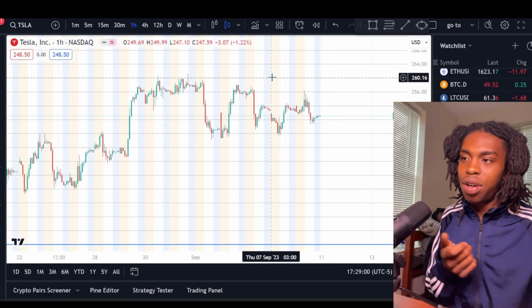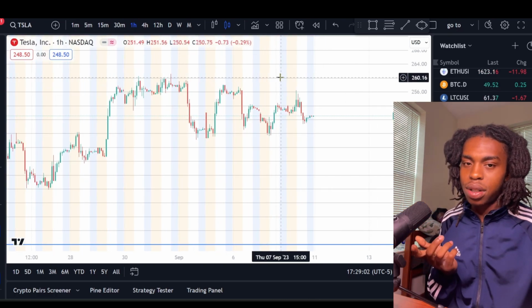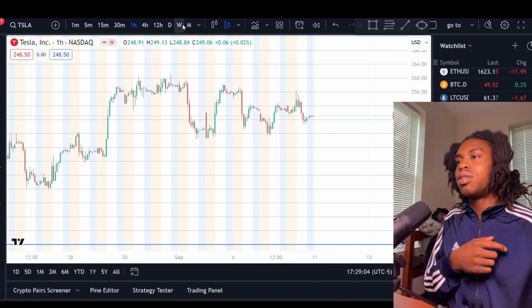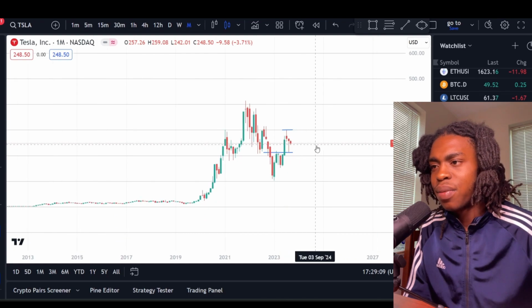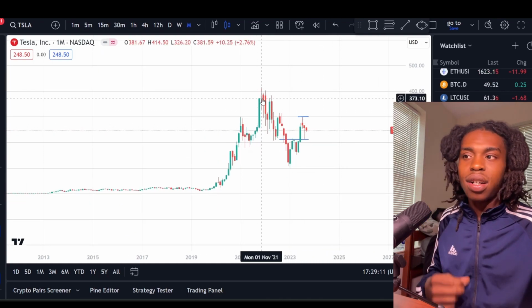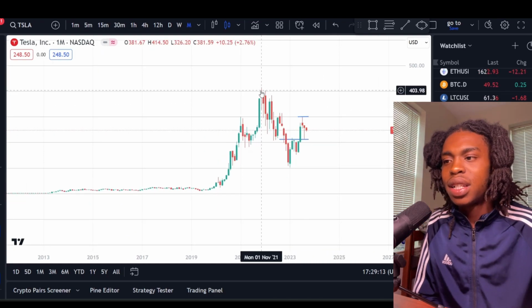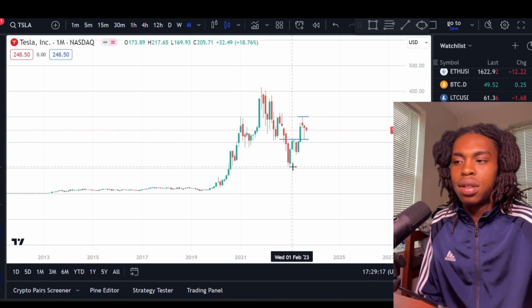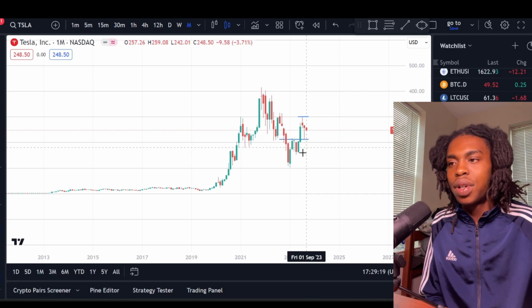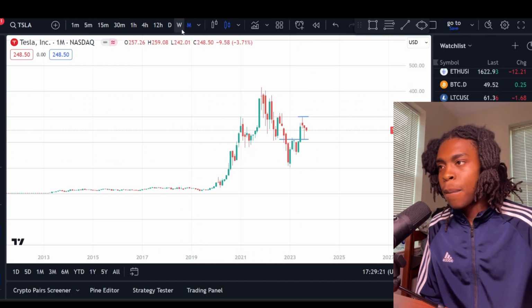Now, this chart right here, you can use charts to see the market sentiment. Let's go to the monthly. Like I said, this is Tesla right here. Tesla already took a bad hit from November 2021 all the way down to February 2023. It started reversing up. This is the monthly chart.